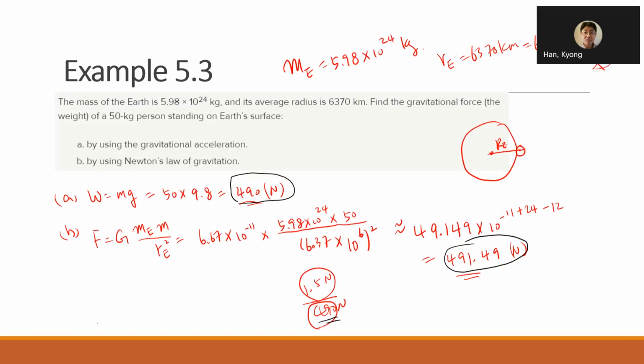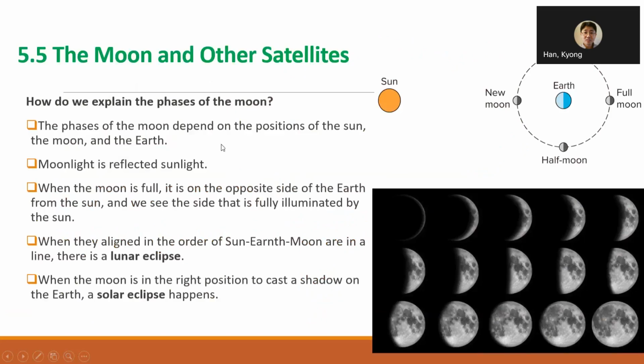And here's section 5, the moon and other satellites. The Moon is also orbiting around the Earth. The Sun is here, and the phase of the moon depends on the positions of the sun, the moon, and the Earth. The moon cannot illuminate itself; it just reflects sunlight, right? Sunlight here, the moon's dark part here. Then you can see the reflected light here, by my eye here.